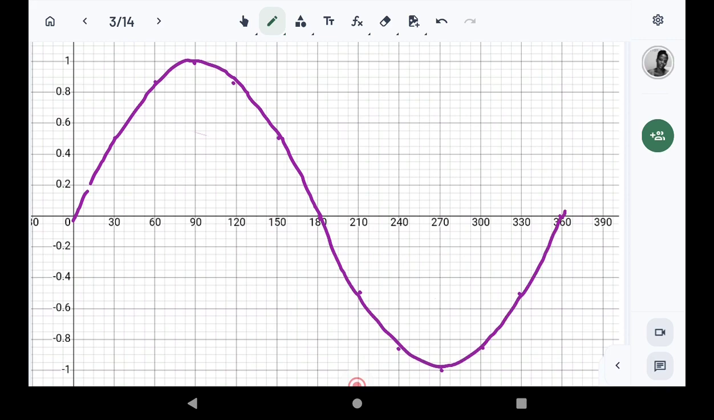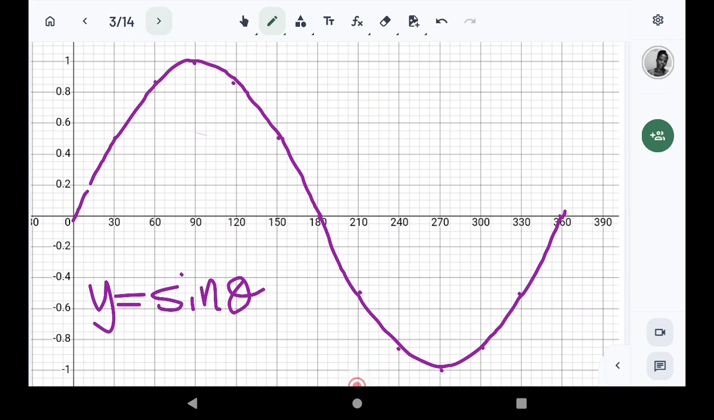And that's what your graph should look like. It has a minimum at 270 degrees, negative 1, a maximum at 90 degrees, 1, 0 at the origin, 0 again at 180 degrees, and 0 at 360 degrees. And that is the graph of y equals sine theta.